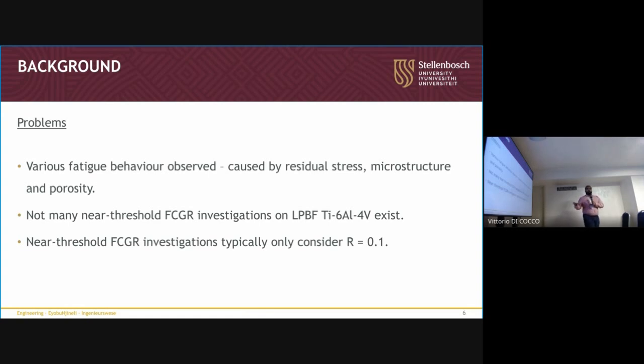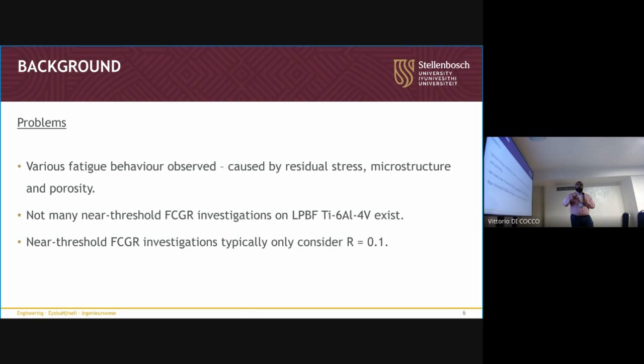So what I found within literature was there's various behavior. The majority of the fatigue behavior is that it's inferior to conventionally manufactured Ti-6Al-4V. However, there are certain studies which show that they're the same as conventionally manufactured. There are others which show that they are better. However, whatever the behavior is, the reasons are always residual stress, microstructure, and porosity. But it's never specifically saying what porosity is improving, or what residual stress or microstructure is doing.